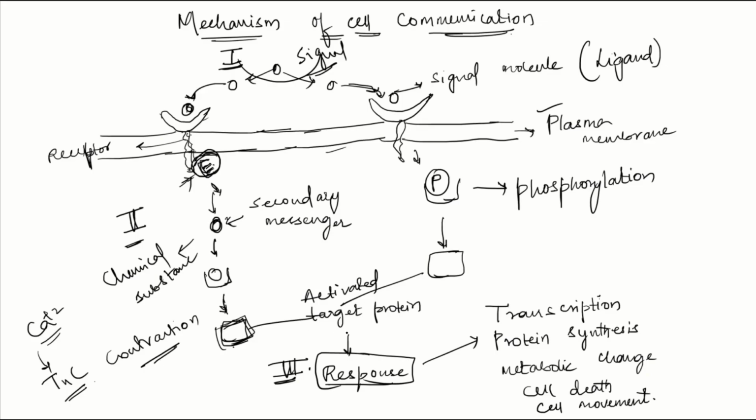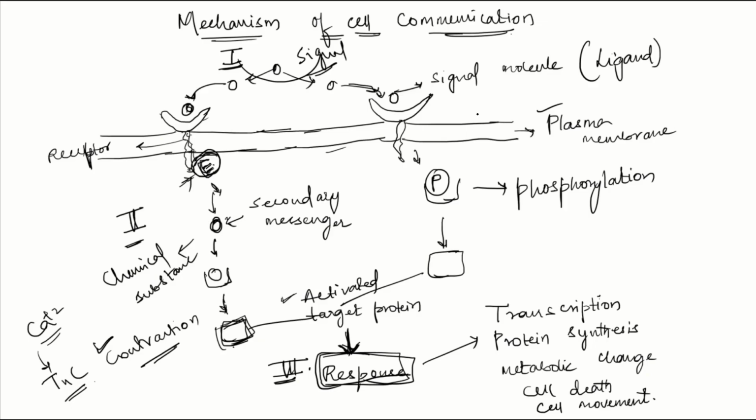So here troponin C acts as the activated target protein. After the activated target protein, you get the response directly. For example, I have given you calcium. There is actually a long mechanism, but for your easy understanding: when calcium influx occurs, it activates troponin C, that is the activated target protein, and it shows the response. Here the response is contraction. Okay, this is the first mechanism.